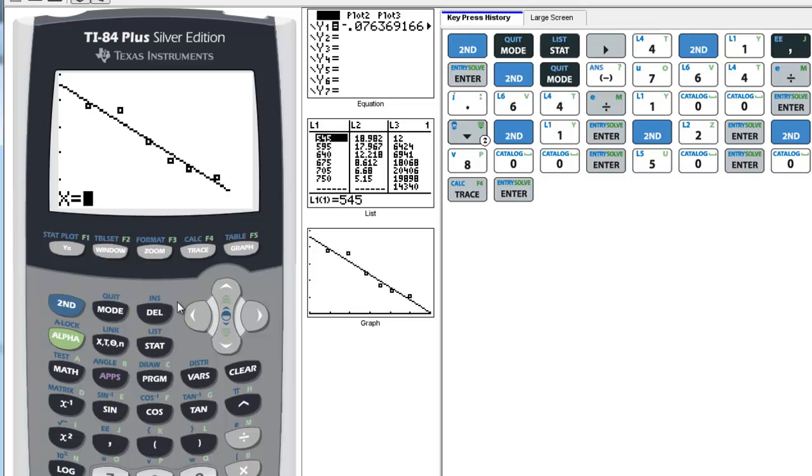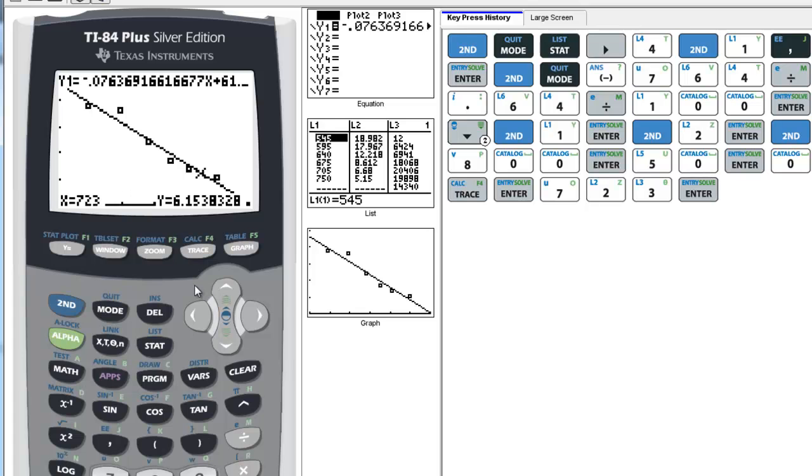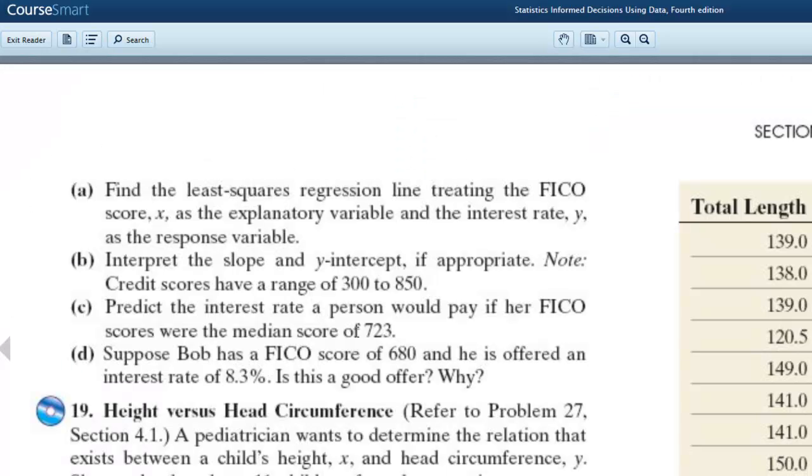And it's asking me, well, what X value? Well, they were asking a FICO score of 723. So we'll put in 723. And you can see that the calculator spits out the Y value right here. It's going to give us an interest rate of about 6.154%. And so to answer this question, we would say, well, we're expecting about 6.154%.